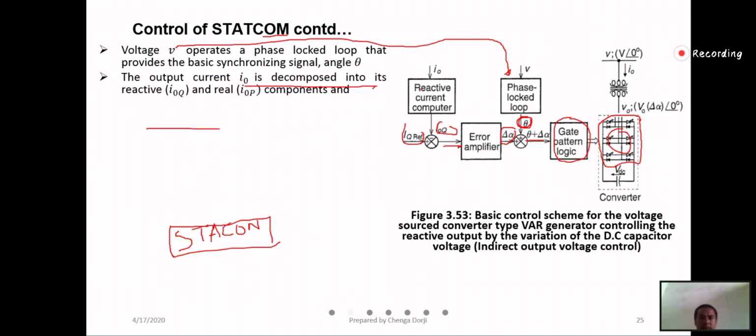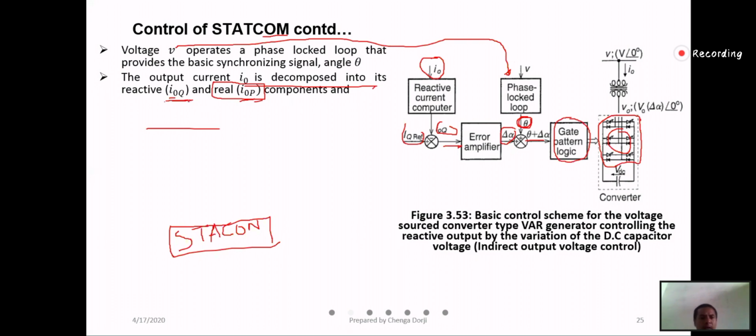Then the output current IO, similar to direct control, is resolved into two components, IOQ and IOP. IOQ is the reactive component, IOP is the real or active component. Only one is shown here. The real component doesn't have any significance in the case of indirect control. In direct control, this real component is compared with the DC input given to the error amplifier, and the output of that error amplifier becomes the active power reference, and then it is compared. But in this case it is not compared with any other component, so it has no significance here.